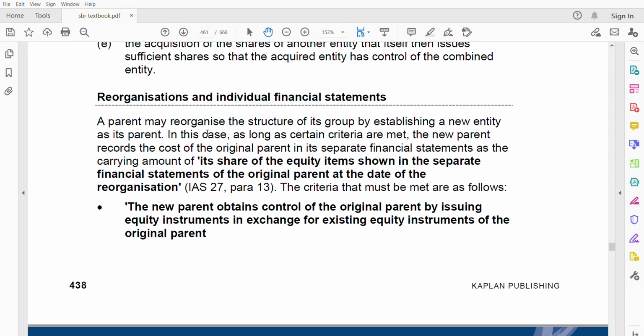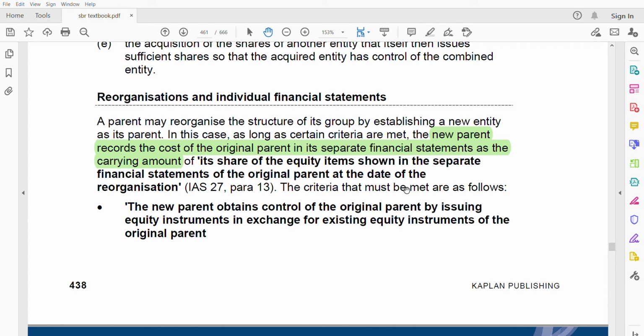So in this case, what should you do? As long as certain criteria are met, the new parent records the cost of the original parent in its separate financial statements as the carrying amount of its shares of the equity items shown in the separate financial statements of the original parent at the date of the reorganization. So the new parent is recording it as a cost of the original parent in its separate financial statements, not in the group.